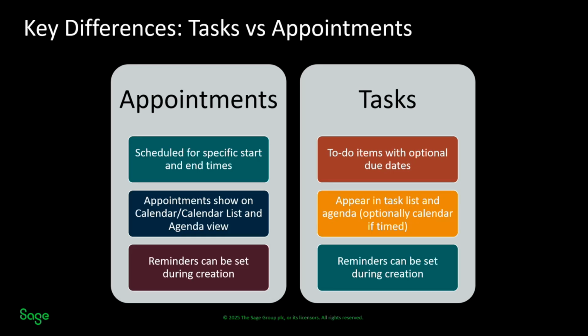So what we've seen in today's lesson is how to work with tasks and appointments. We understand that appointments are scheduled for specific start and end times, that they will show on the calendar, list and agenda view, and that reminders can be set during creation. We've also seen that to-do list items may have optional due dates. They'll appear within the task list and agenda, and optionally within the calendar if they have both start and end times. And reminders can also be set during creation.